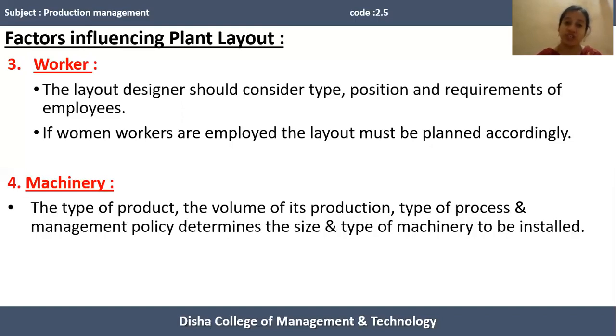In that situation, the production manager has to arrange different machines in such a way that the output of one machine can be used as input for another machine. So by considering the type of product, the volume of its production, and the type of process the firm adopts, machines are installed accordingly. If the production manager considers the type of machinery to be installed within a factory while designing the layout of the plant, then that layout provides maximum operating efficiency to the organization.